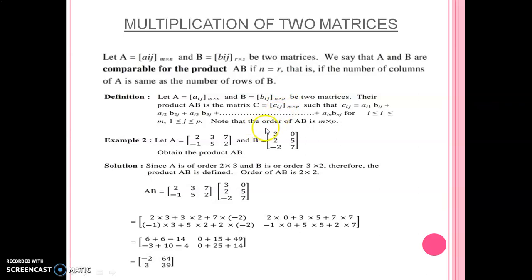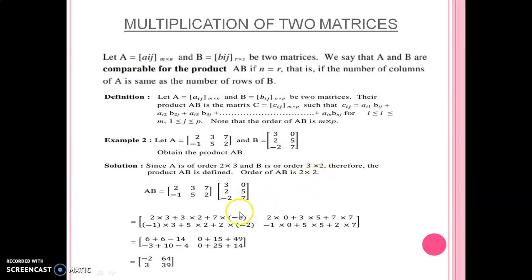Here note that the order of the resulting matrix is m cross p, where m stands for the number of rows in matrix A and p is the number of columns in matrix B. We'll take an example for this. Here the matrix A is of order 2 cross 3. The matrix B is of order 3 cross 2. That is, the number of columns in matrix A and the number of rows in matrix B are the same. So the matrix multiplication is possible and the resulting matrix will be of order 2 cross 2.